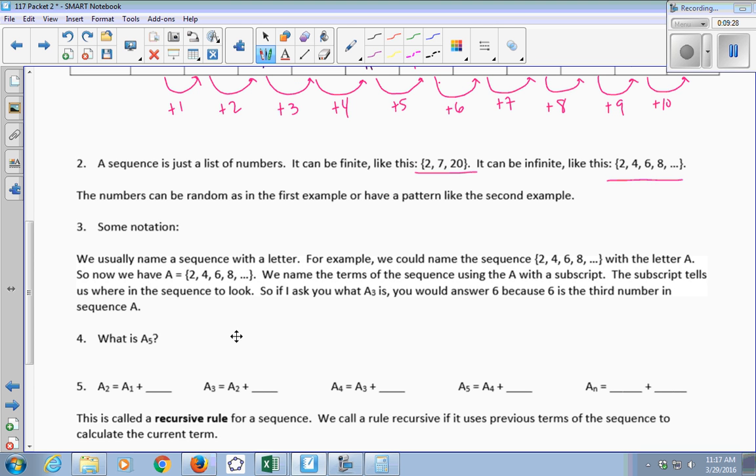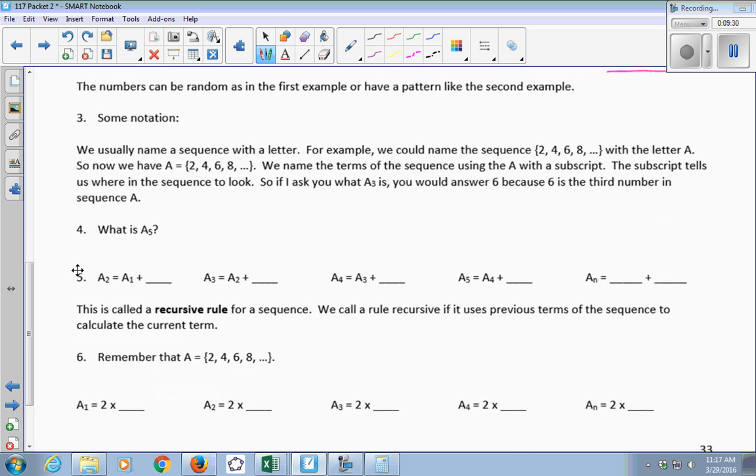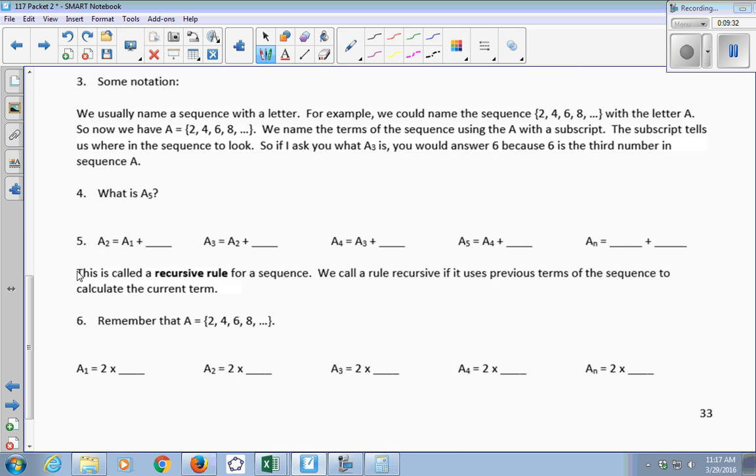So some notation that we're going to have to get used to with sequences is that we typically name a sequence with a letter. So for example, we would name this sequence 2, 4, 6, 8, which is the list of all even numbers, right? We could name that A. So we have A equals the list 2, 4, 6, 8, 10, 12, and so on. We name the terms of the sequence, right? So 2, 4, 6, 8, those are the terms, we call them.